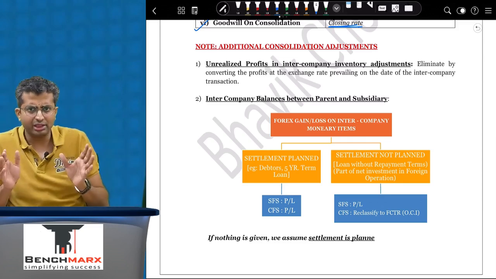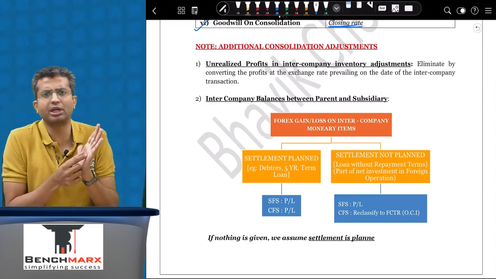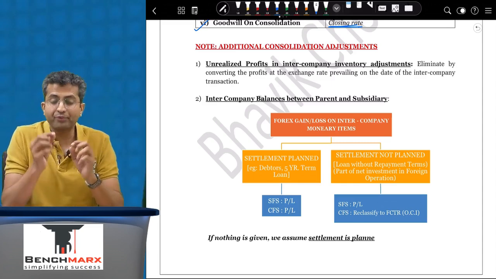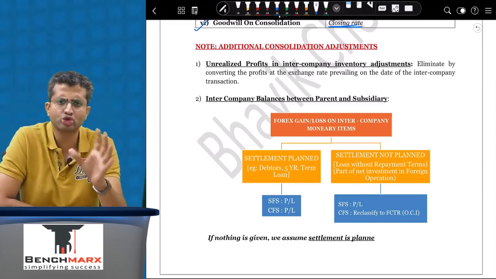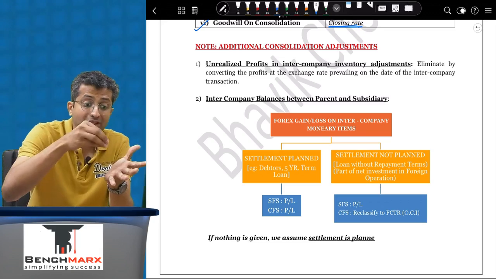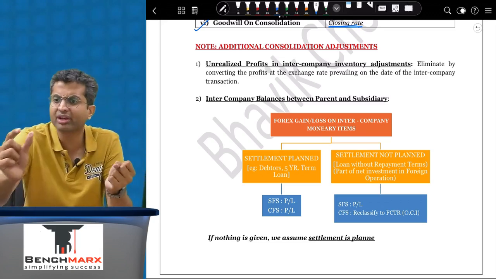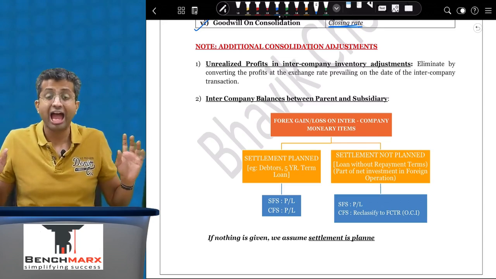And hence, ideally, if you have to eliminate profit, you will go and find the profit in dollars. This profit, let us say, the parent had sold goods to the subsidiary, or the subsidiary had sold goods to the parent on, let us say, 2nd of February. So on 2nd of February, what was the rate prevailing? That is the rate at which profit would have been earned.